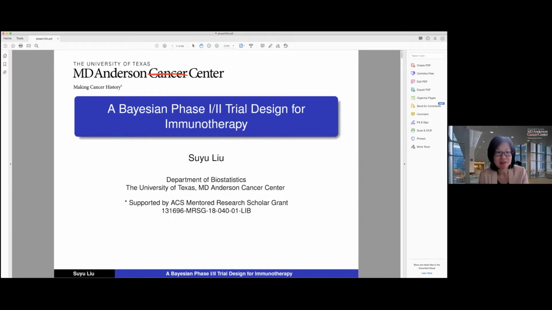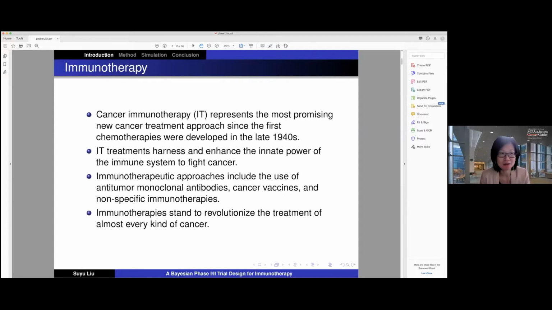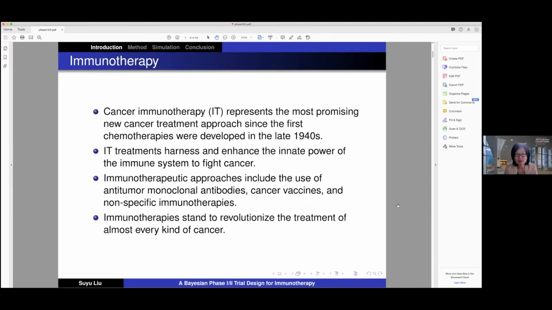Hi, everyone. Today, I'm going to talk about a Bayesian phase 1-2 trial design for immunotherapy. This work has been partially supported by my American Cancer Society mentor grant. First, let me give you some introduction on immunotherapy. Cancer immunotherapy represents the most promising new cancer treatment approach since the first chemotherapies were developed in the late 1940s. Immunotherapy treatments harness and enhance the innate power of our own immune system to fight cancer. Immunotherapy approaches include the use of anti-tumor monoclonal antibodies, cancer vaccines, and non-specific immunotherapies. And now immunotherapies tend to revolutionize the treatment of almost every kind of cancer these days.